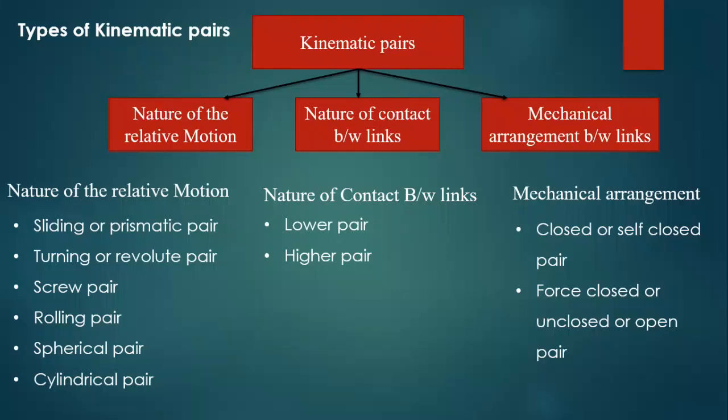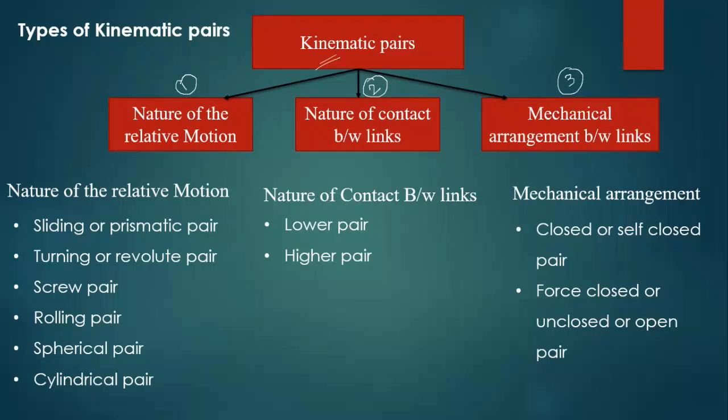When any two links are connected in such a way that their relative motion is completely or successfully constrained, then it forms a kinematic pair. This kinematic pair is classified into three major categories. One is the nature of the relative motion, the second is the nature of the contact between links, and the third is the mechanical arrangement between links.